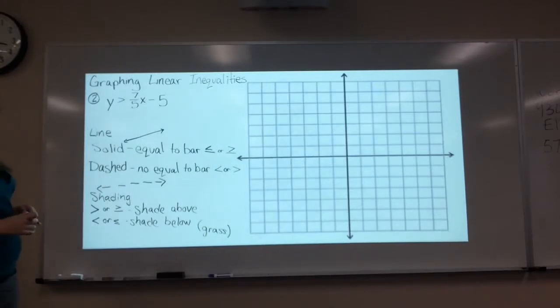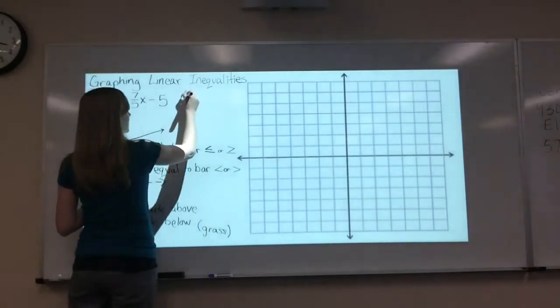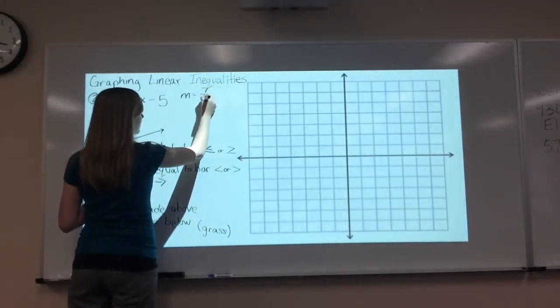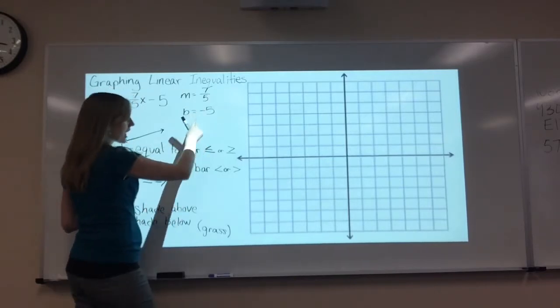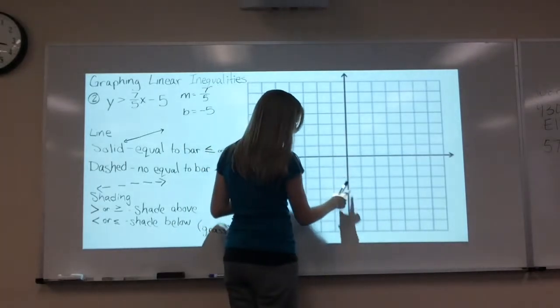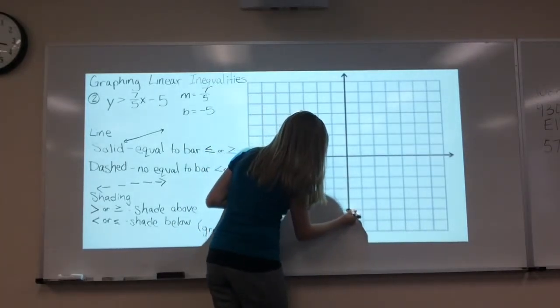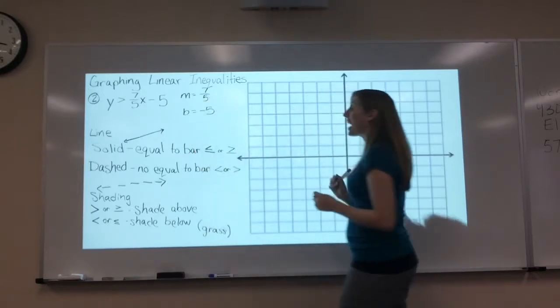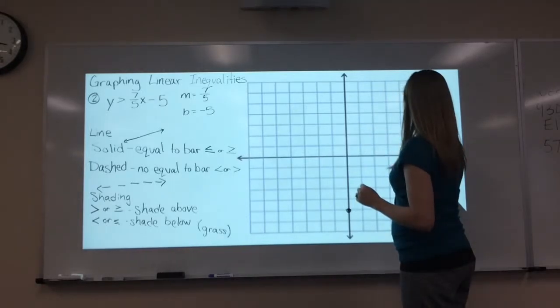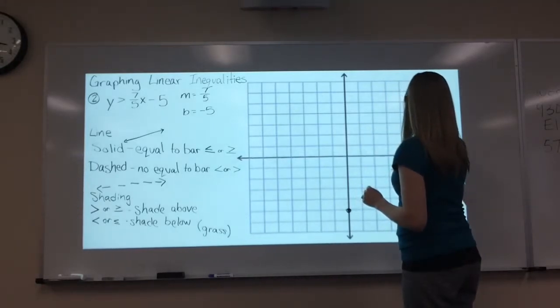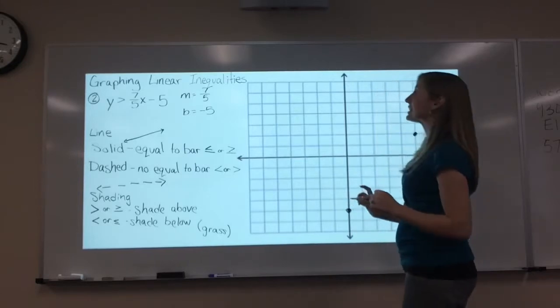For problem number 2, our inequality is y is greater than 7/5 x minus 5. So again, the first part of graphing is exactly the same as equations. So our slope is +7/5. The y-intercept is -5. So graph the y-intercept first. I need to go down 5 and put a point. After that, my slope is +7/5. So I will count up 7 to the right 5 and put a point. I don't have room to do that again. So now I need to connect them.